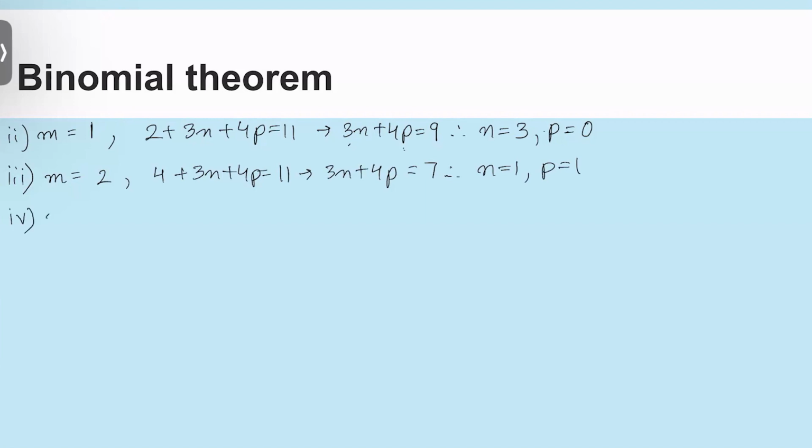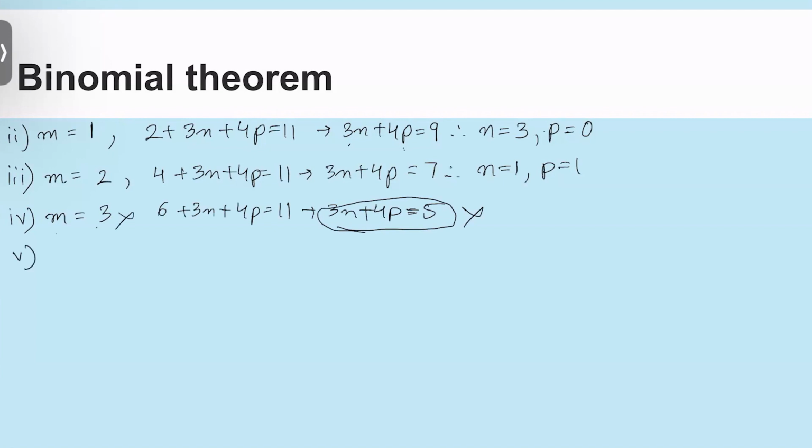Now let's take the other one. So if you take m is equal to, say, 3, you'll have 6 plus 3n plus 4p is equal to 11. So that will give you 3n plus 4p is equal to 5. There is no way that you can get this, so there will be no combination where m becomes equal to 3. So this will not be taken.